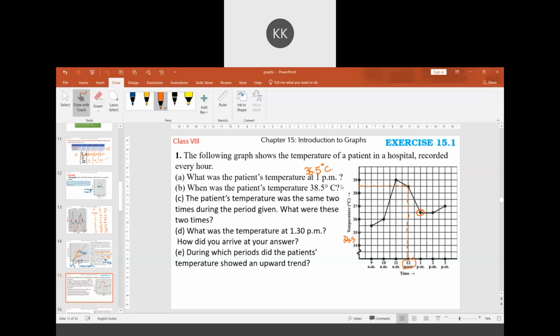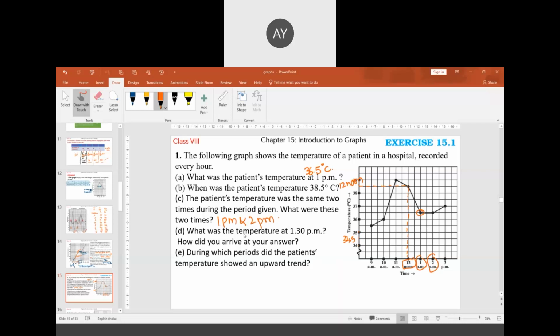So it is 12 noon. The patient's temperature was the same 2 times during the given period. What were these 2 times? They were 1 p.m. and 2 p.m.